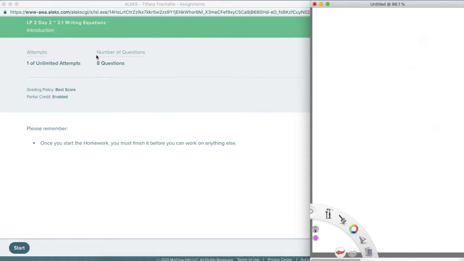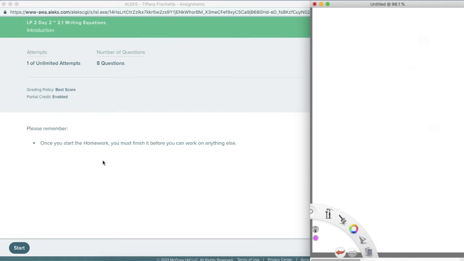This tells you how many questions you have in this particular assignment. So it's anywhere from 1 to 10. So we have 8 on this one. You get your best score for the grading policy. So whichever attempt is your best score is the one you keep. You get partial credit also. So if you do 1 of 8 questions, you get credit for the 1 question.